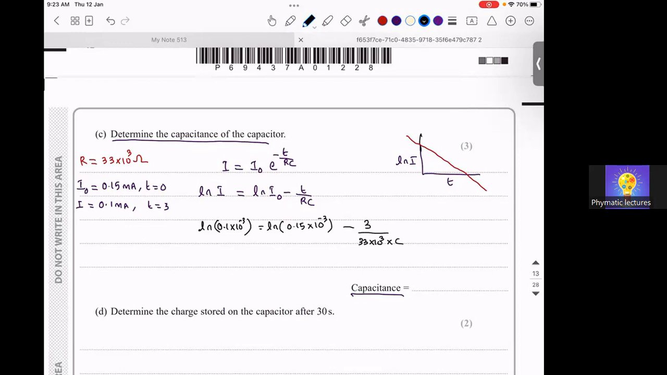Now the ball is in your court. I'm giving you some time to calculate. So what is the value of C? How will you make C the subject? So C will be equal to ln 0.15 into 10 to the power of minus 3 minus ln of 0.1 into 10 to the power of minus 3.